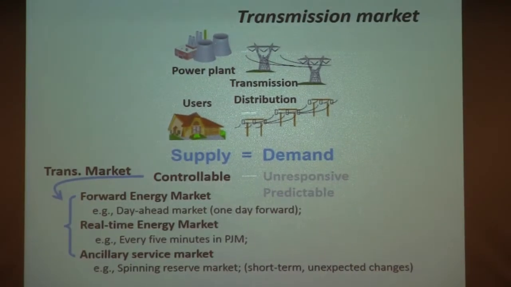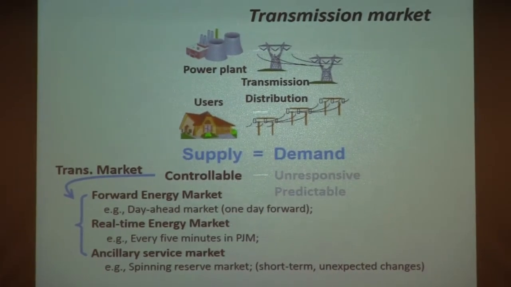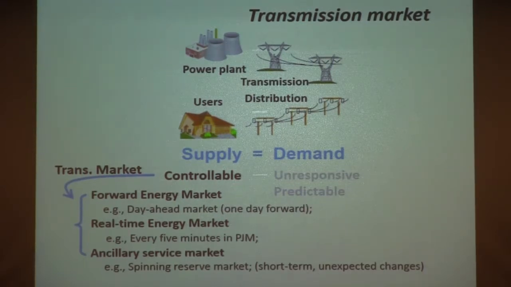At a very fast time scale, in case of some emergency or some failure, there is another market called the ancillary services market. This is, for example, making sure that some power plant is on standby in case it is called. This is the ancillary services market. So this is a brief overview of the transmission markets that already exist.